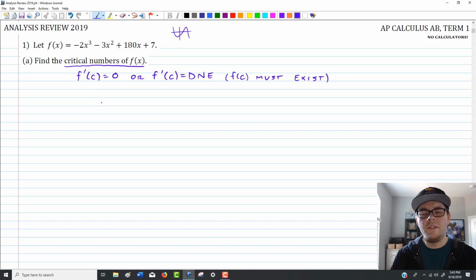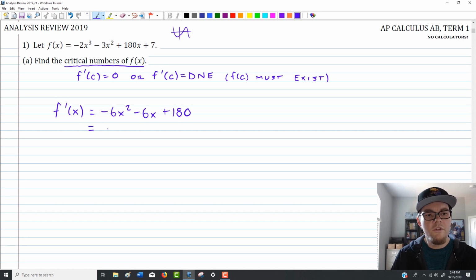So in this case, it's pretty simple. Take the derivative, set it equal to 0. So we need to compute the derivative of f of x. In this case, that's going to be negative 6x squared minus 6x plus 180. From here, I see that there's a lot of GCFing I can pull out. So I'm going to pull out a negative 6. That'll leave me with x squared plus x minus 30. And in this case, I can just factor whatever's there. We'll get x plus 6, x minus 5.